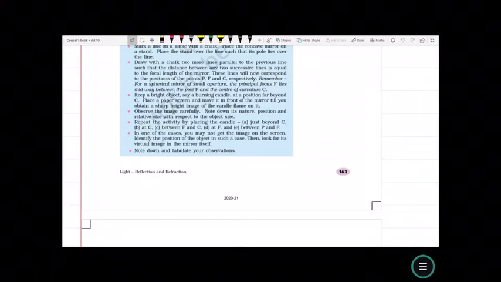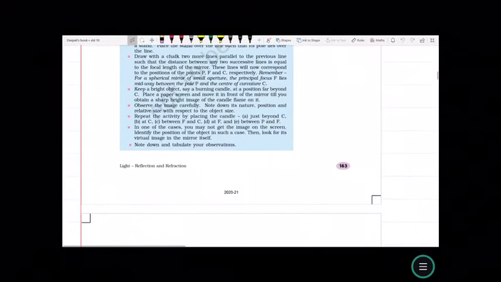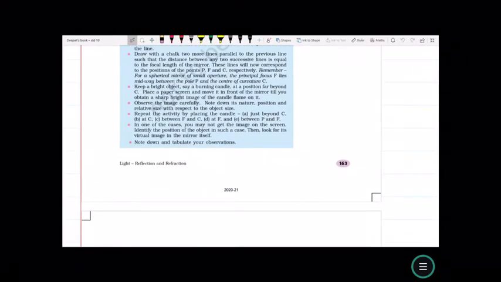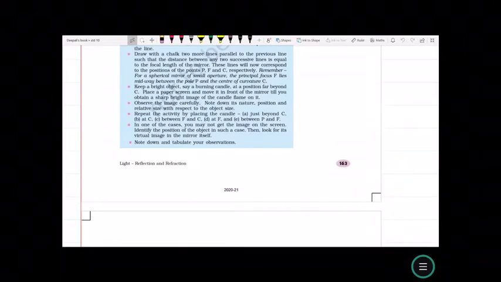Keep a bright object, say a burning candle, at a position far beyond C. Place a paper screen and move it in front of the mirror till you obtain a sharp, bright image of the candle flame on it. Observe the image carefully. Note down its nature, position and relative size with respect to the object size.